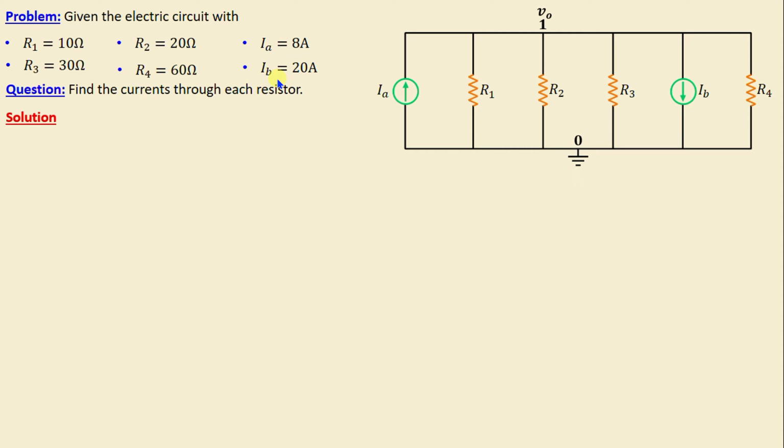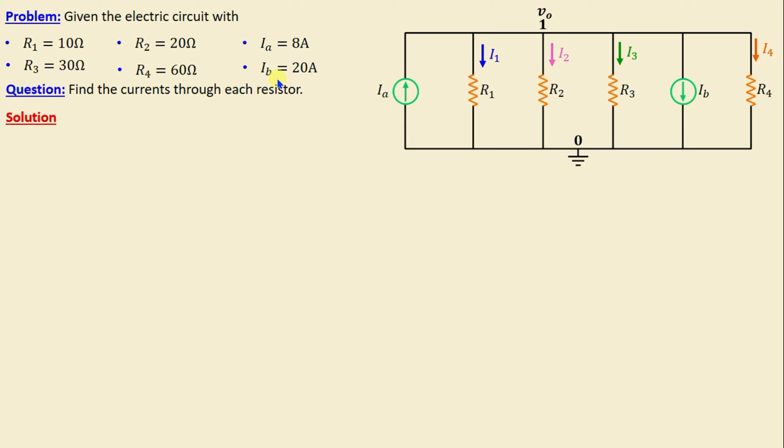Let's assign now arbitrarily the currents in each branch. And I will consider I1 is the current through R1, I2 is the current through R2, I3 is the current through R3, and I4 is the current through R4.